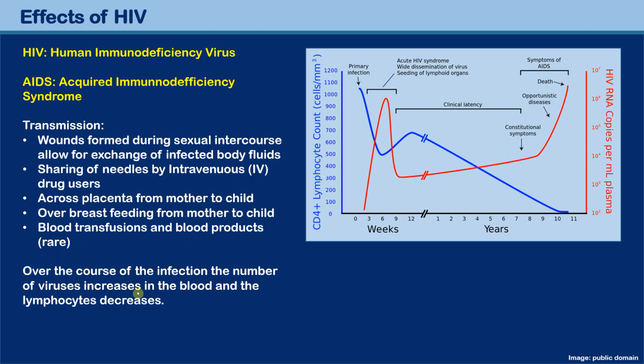And last, as a summary, over the course of the infection, the number of viruses goes up and the number of lymphocytes goes down up to the point that the immune system is so damaged that the people start to develop AIDS, and ultimately the final consequence is that people will die. And this usually happens around 2 to 3 years, if not treated, after the onset of the first symptoms.